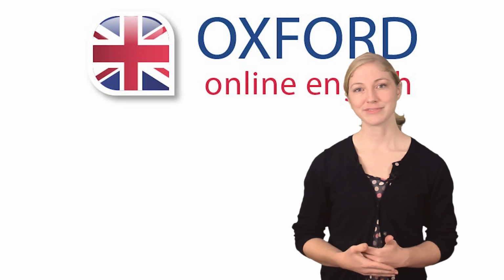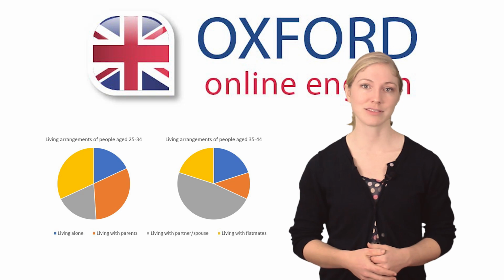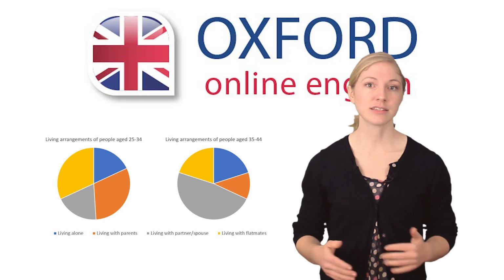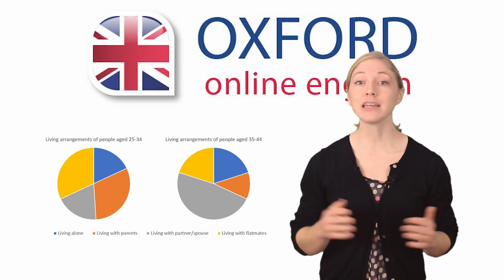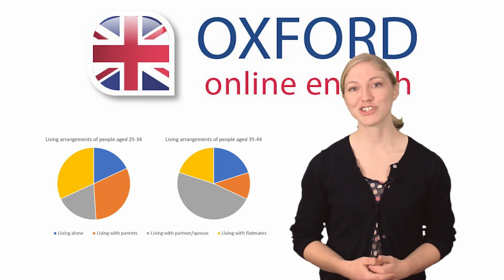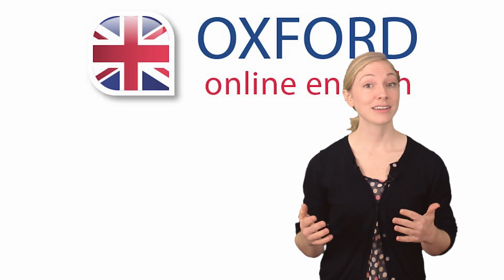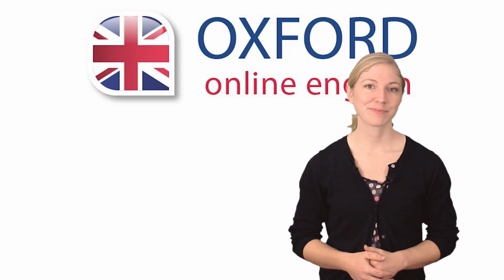Here's a task for you. Look at the 2 charts and find 2 contrasting data points. Write one sentence describing them both, linking the 2 ideas with a conjunction. Pause the video and try it now. Did you do it? Let's look at one example.